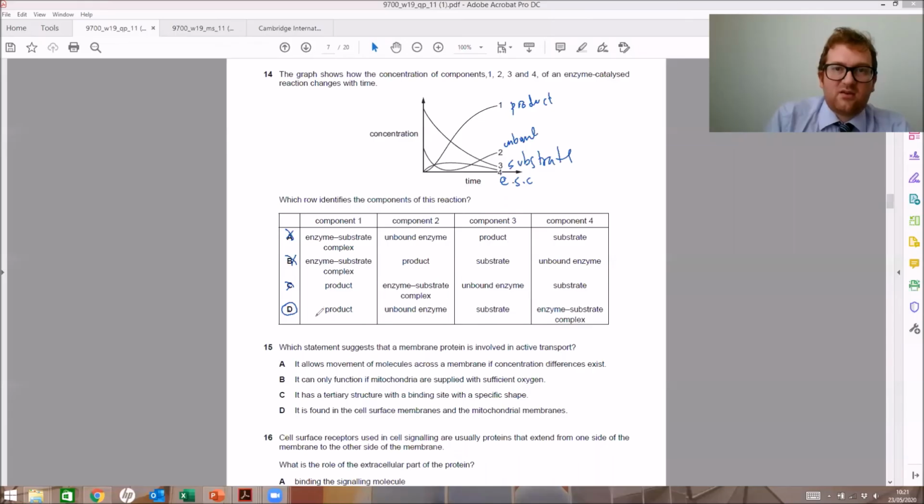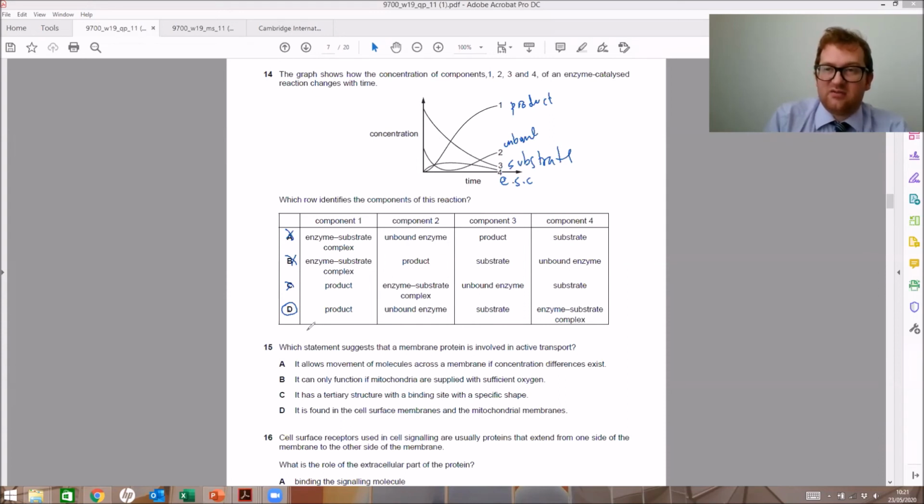Okay. Question 15, which statement suggests that a membrane protein is involved in active transport? Well, let's remember what active transport is for a second. It's the movement of substances from a region of low concentration to high concentration against the concentration gradient using energy that has been released from aerobic respiration. And it involves the use of carrier proteins.